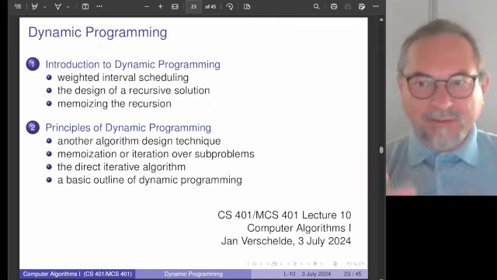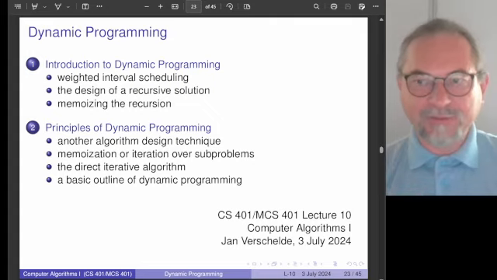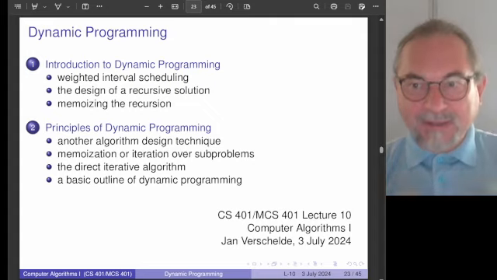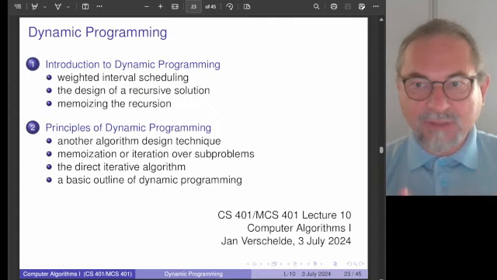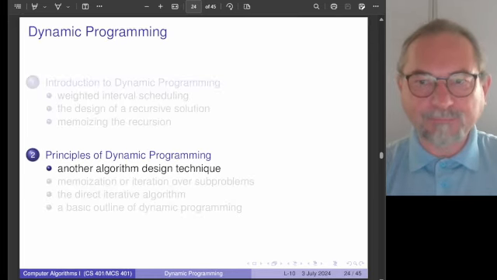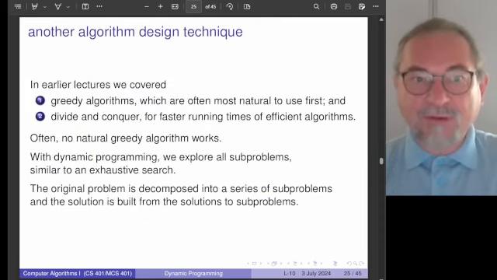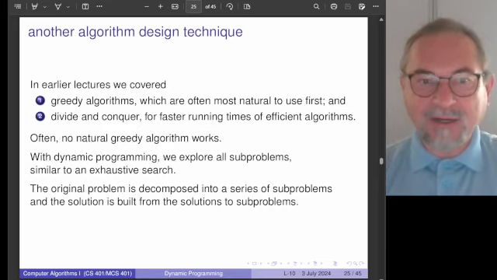So I hope that this is our first example, the weighted interval scheduling, which we will elaborate in great detail. There are exercises that allow you to explore alternative problems, and that should make you familiar with the technique of dynamic programming. So it is another algorithm design technique.